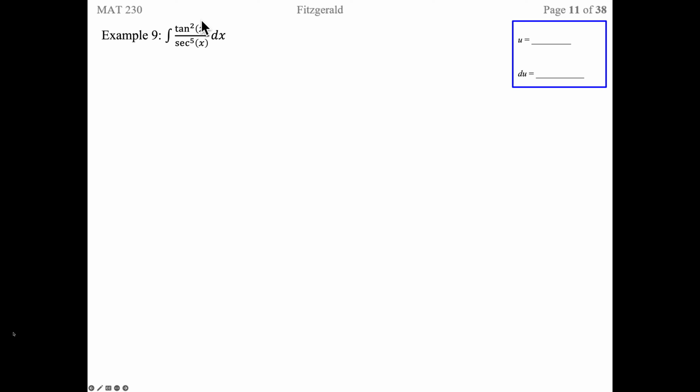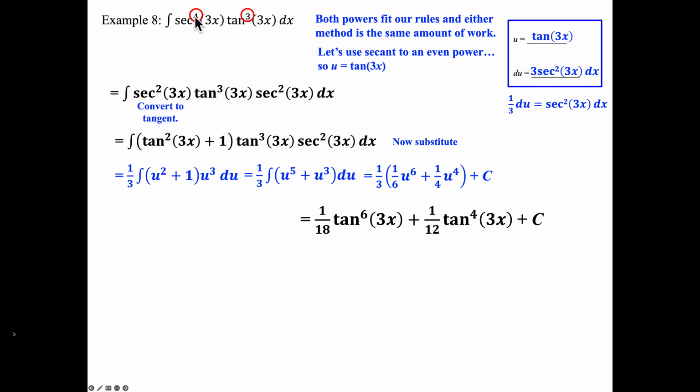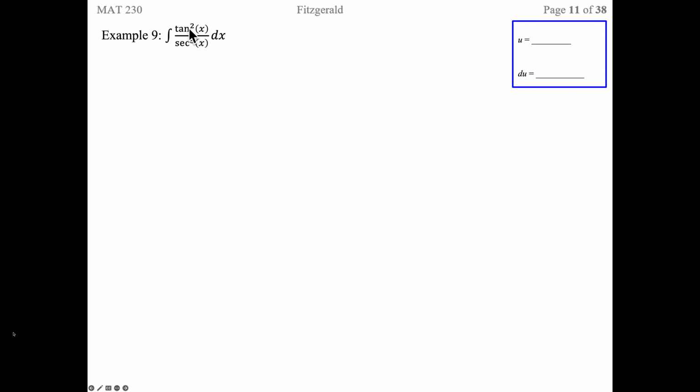Example 9, tangent squared x over secant to the 5th of x dx. We don't have any rules here. Remember we had secants to the even power, tangents to the odd power. But here, tangent to an even, secant to an odd, you have to convert everybody to sines and cosines. So I'm going to look at this as tangent squared x times 1 over secant x to the 5th power. Tangent squared x is sine squared x over cosine squared x. 1 over secant, the reciprocal of that, is cosine, so times cosine of x to the 5th power.